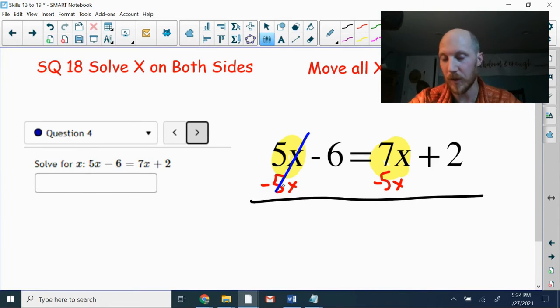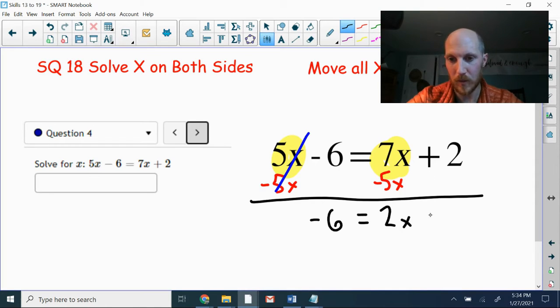So when I'm subtracting 5x on the left side, I need to make sure that that is subtracting from the x term on the right side of the equal sign. Okay, so the 5x is canceled. The minus sign, I'm going to read that as a negative, is still there attached to the 6. So negative 6 equals. And when I subtract 7x minus 5x, it gives me 2x. And then that plus 2 comes down.